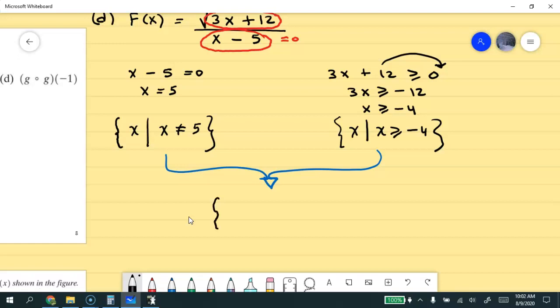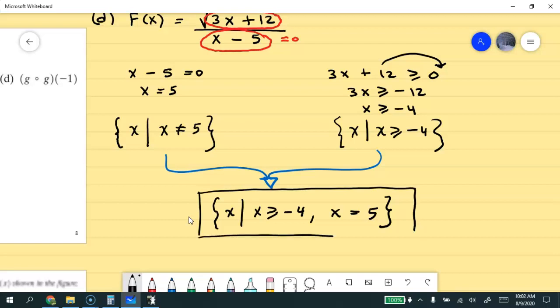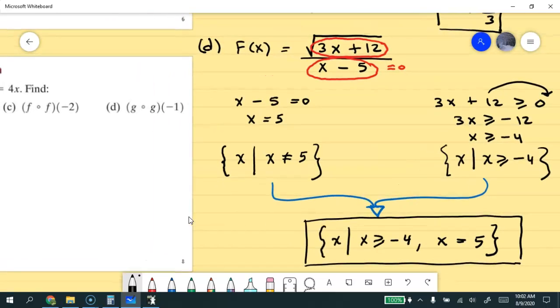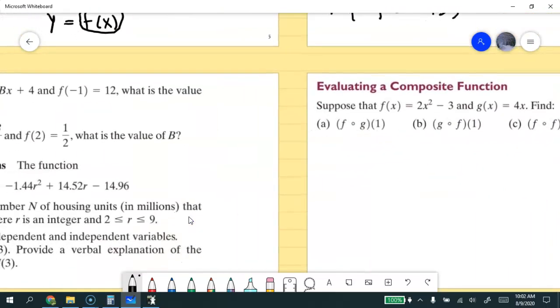So we're going to write the following: x has to be a number that's greater than or equal to negative 4, comma, x cannot equal 5, though. This is a little bit more confusing, but it says everything that x can be and everything that x cannot be. The reason x cannot be certain numbers is because it would cause the entire expression to become undefined.